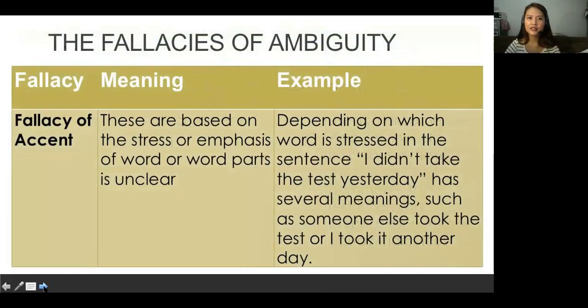Next is, so we have the third category, the fallacy of ambiguity. Okay? So, fallacy of accent. These are based on the stress or emphasis of word or word parts is unclear. Okay, depending on which word is stressed in sentence, "I did not take the test yesterday" has several meanings such as someone else took the test or I took it another day. Okay. Yung kaninang example ay one word, different meaning. Here, in fallacy of accent, depende sa stress ng sentence. Okay? I did not take exam yesterday. So, pwedeng hindi mo kinuha yung exam, hindi ikaw nag-exam, or iba nag-exam. That is fallacy of accent.